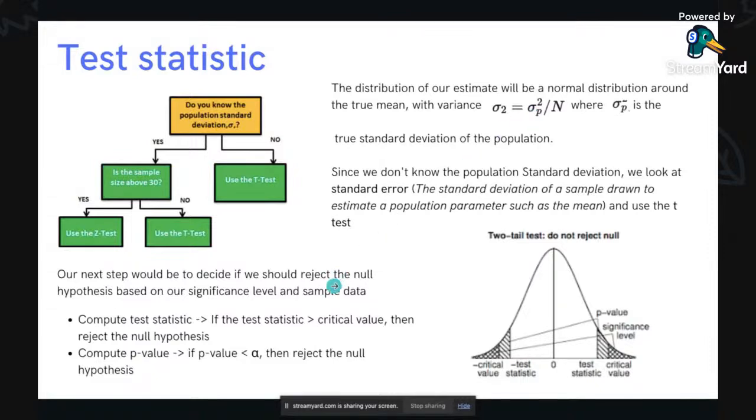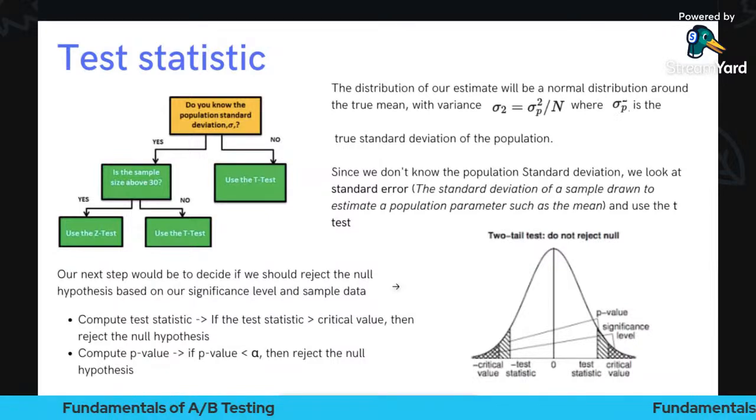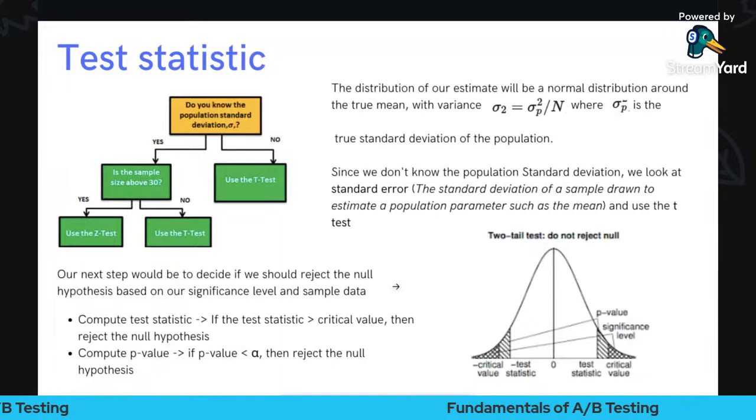So now our next step would be to decide if we should reject the null hypothesis based on our significance level and sample data. Our sample data, for our particular example, being the conversion rates for both of the samples. It could be AOV also, or exit rates also. But for this particular example, we consider conversion rate as the metric.